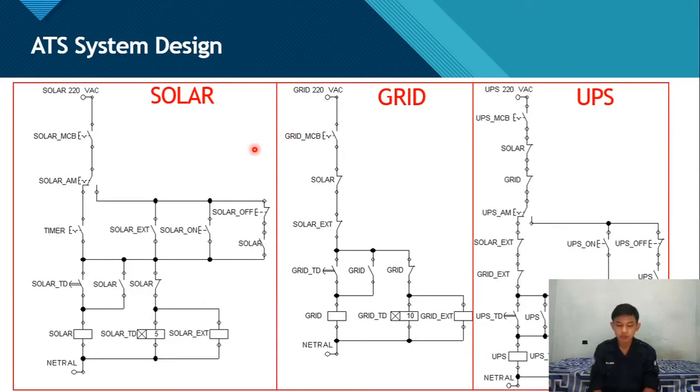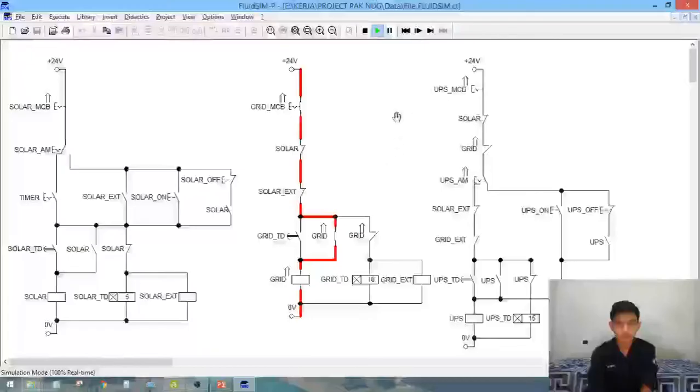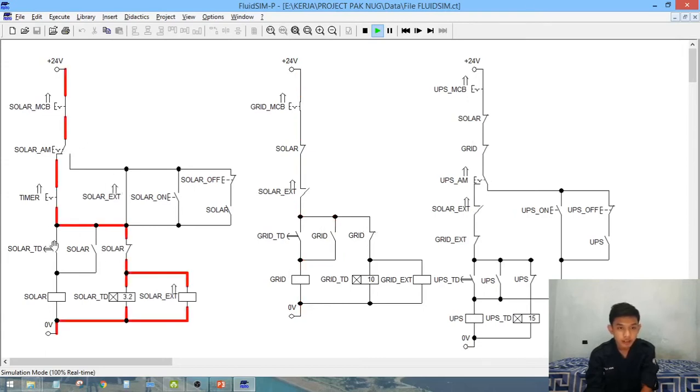Now we can simulate this system with FluidSIM software. Okay, this is the FluidSIM software which we'll use for simulating the ATS system. Normally, we get our power source from the grid, from State Electricity Company, PLN in Indonesia. And when we add the solar system, and the clock shows 10 a.m. until 2 p.m. and the switch is auto, timer will be closed, and the source is now from solar source.